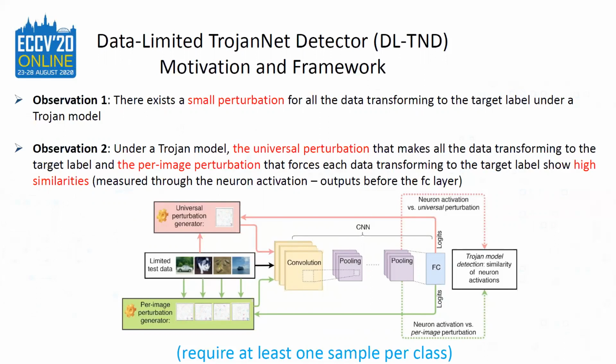Note that under a Trojan model, if the two different perturbations can make data transform to the target class, then the perturbations will all contain information of the Trojan trigger and show high similarity. This property only happens under a Trojan model and can be leveraged for model detection. We call the output before the fully connected layer the neuron activation. Here, the similarity of the perturbations is measured using their neuron activation vectors. Next, we will show how to obtain the universal perturbation and per image perturbations.